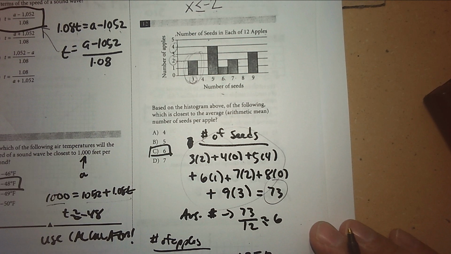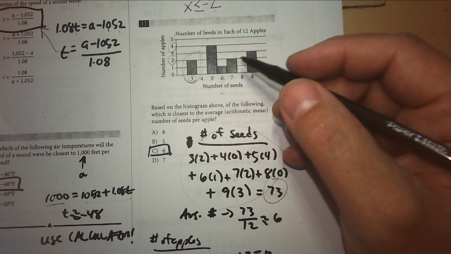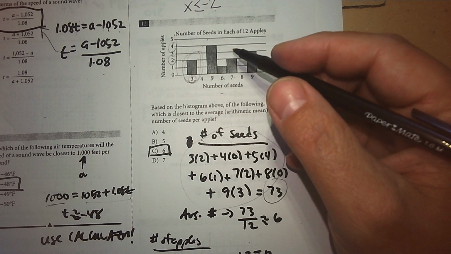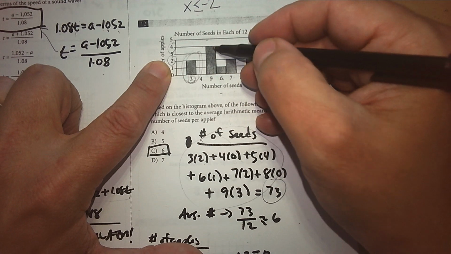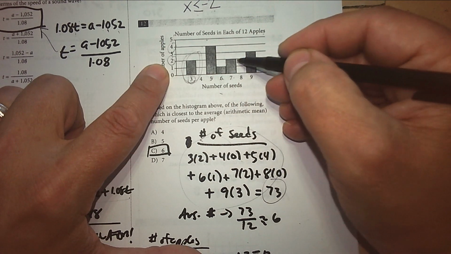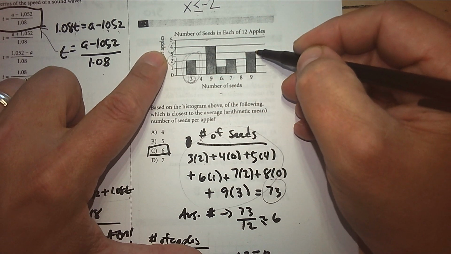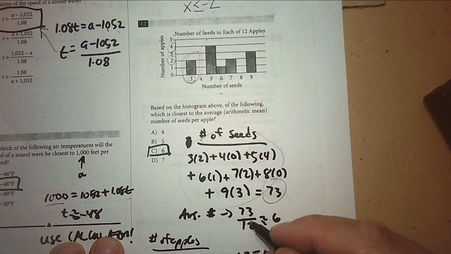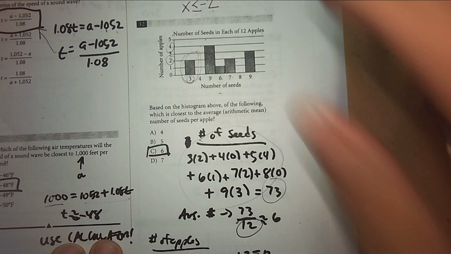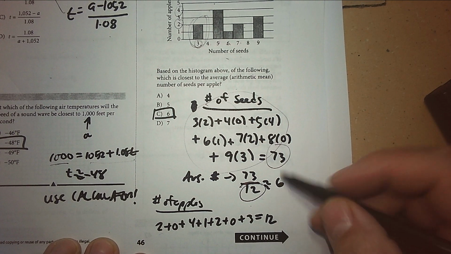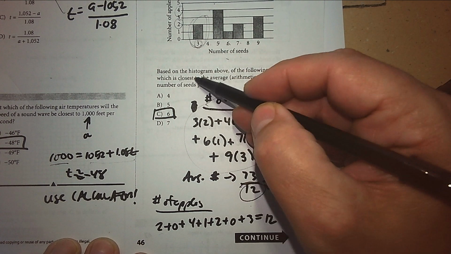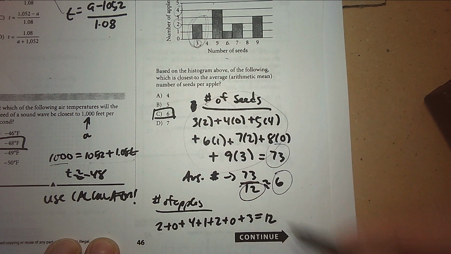How do you find the average number of seeds per apple? Well, how many apples were there in total? So you have to add it up again. So it's 2 plus 4 plus 1 plus 2 plus 3 again. Add them all up and you get 12. So 73 divided by 12. The closest one, right? Approximate, right? Which is the closest to it? And the answer is 6.